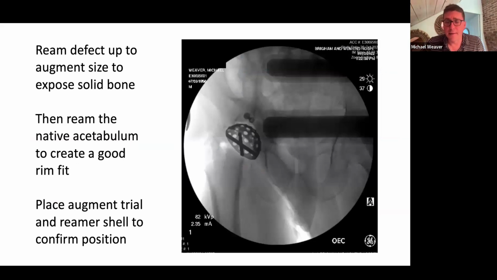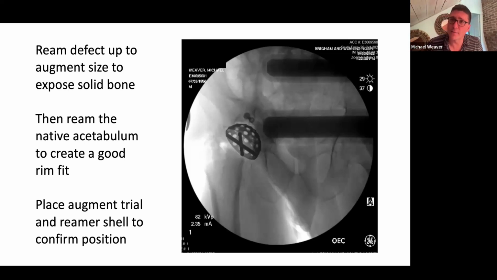So here we are in the middle of the case. I use a lot of fluoroscopy, and I'll get into that in a little bit. But the beginning thing is to ream up the defect to get down to good bone, and then ream the native acetabulum to get a good rim fit, and then place your augment trials. And then I like to use the reamer shell as a template to really see things. So here you can get a sense that there's the augments placed medially, and then the reamer shell.